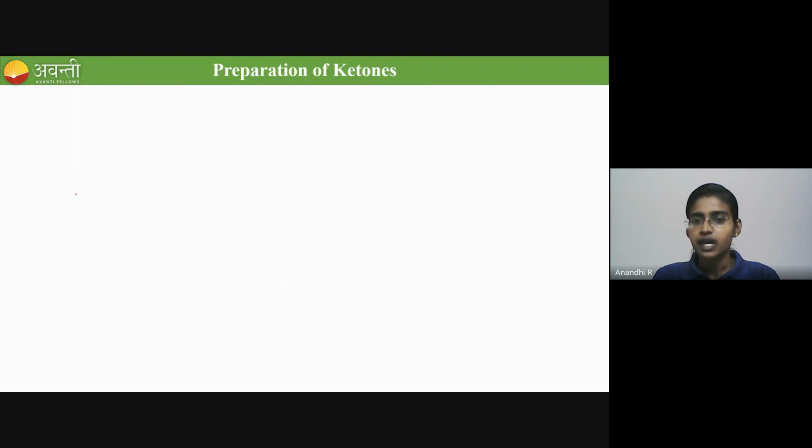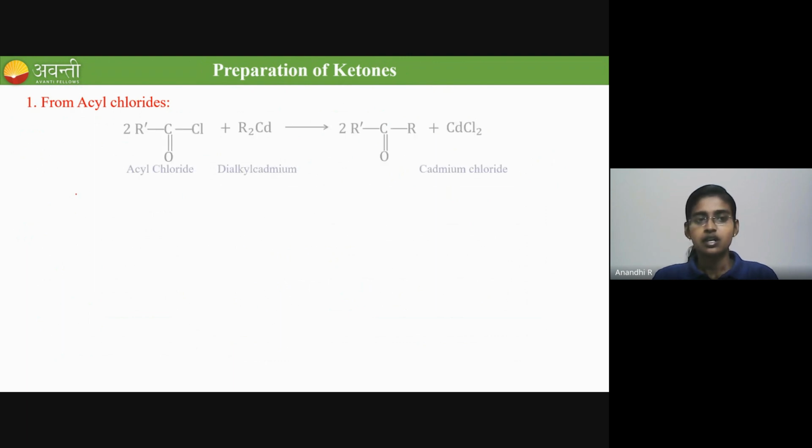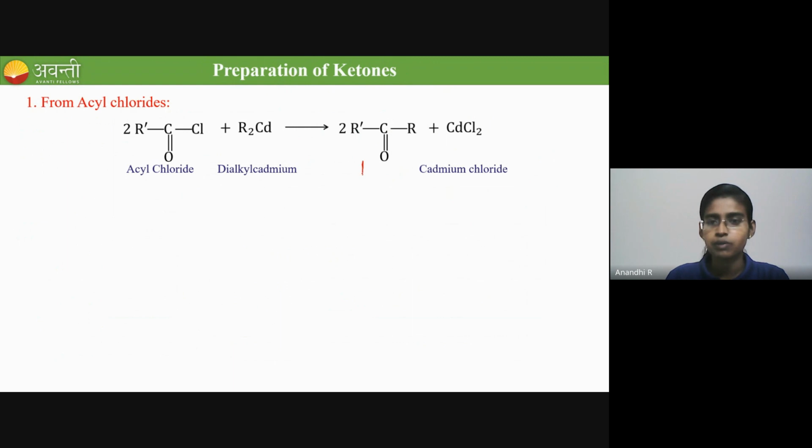So how to prepare the ketones? Again, from the acyl chlorides only. So for aldehydes also we have studied this acyl chloride preparation, and for ketones also we are studying the preparation starting with this acyl chloride. Okay, take this acyl chloride. 2 moles of acyl chlorides are taken, and it is treated with dialkyl cadmium. On treatment with that dialkyl cadmium, acyl chloride forms cadmium chloride and a ketone. Okay, this is the ketone part, and cadmium chloride is formed as a byproduct.